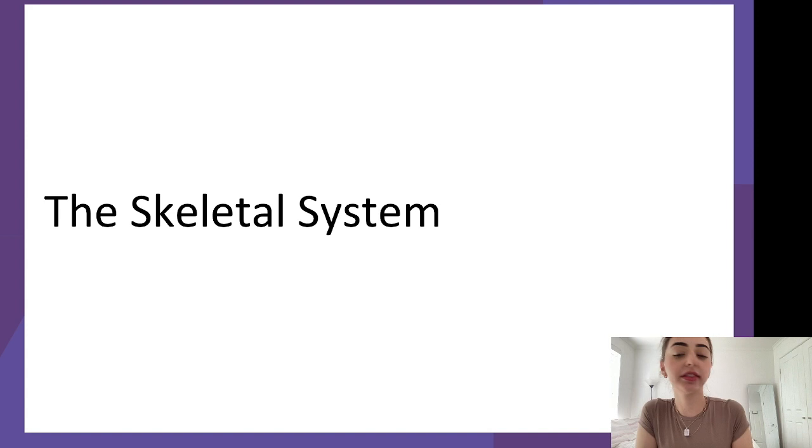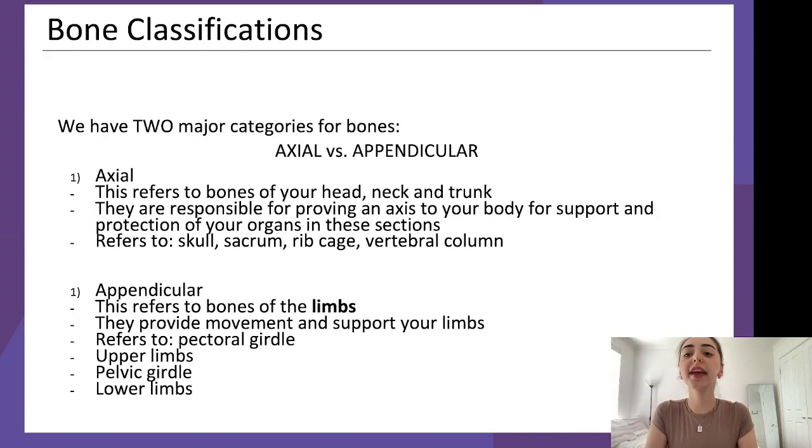Beginning with the skeletal system. We have two major categories for bones, okay? We have axial and appendicular. Let's actually start with appendicular. Sorry, it's supposed to be one and two. I don't know why it went one and one, but one and two.